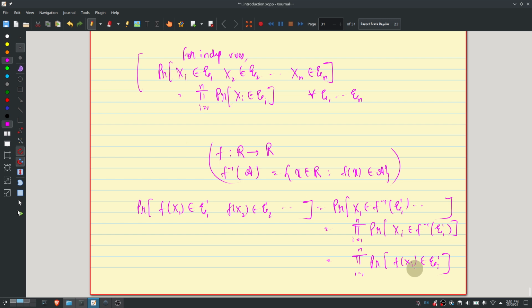The same property holds for uncorrelated random variables. If they're independent, they are uncorrelated. If they are not independent, they can still be uncorrelated. Then if X1 and X2 are uncorrelated and not independent, will the functions of those random variables, f of X1 and g of X2, again be uncorrelated? Try it yourself.